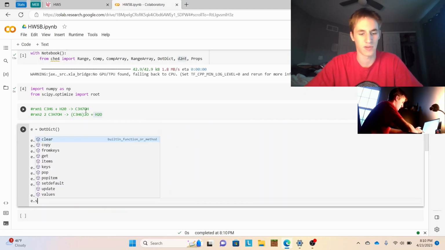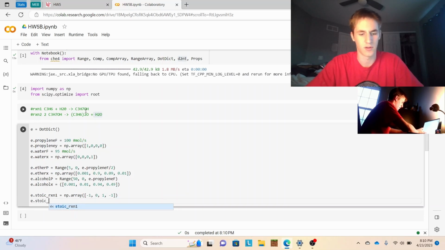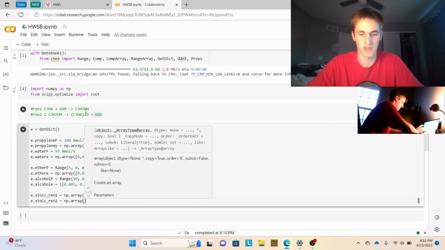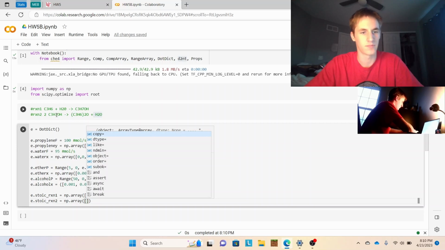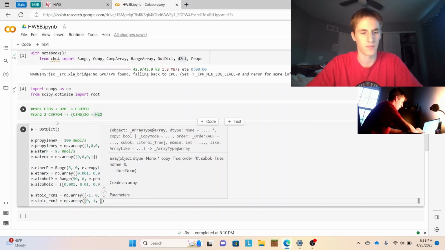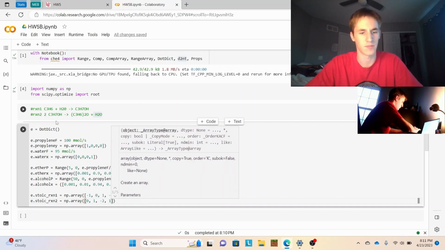And then for our stoichiometric ratio for reaction 2, we have an array, and that is going to be no propylene, plus 1 ether, minus 2 alcohol, and plus 1 water.